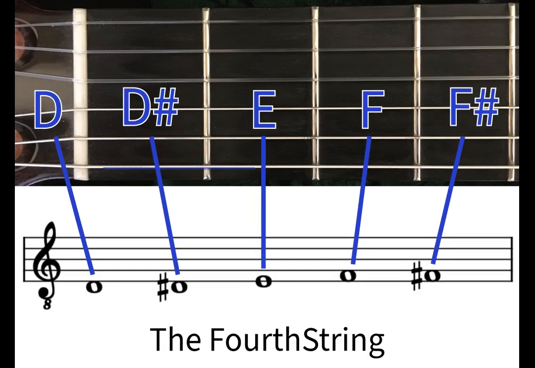Here are the notes on the 4th string up through the 4th fret. D is played open and sounds like this. To play D sharp, you hold down the 4th string on the 1st fret. E is played on the 2nd fret. F is on the 3rd fret, and F sharp is on the 4th fret.